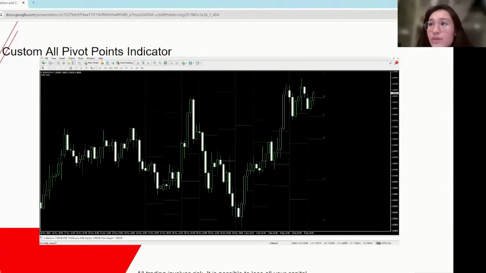Another example of a pivot points indicator, you can see here, it basically works like your normal pivot points indicator where it has your pivot point, your S1, S2, and R1, which are basically your support and resistance levels.